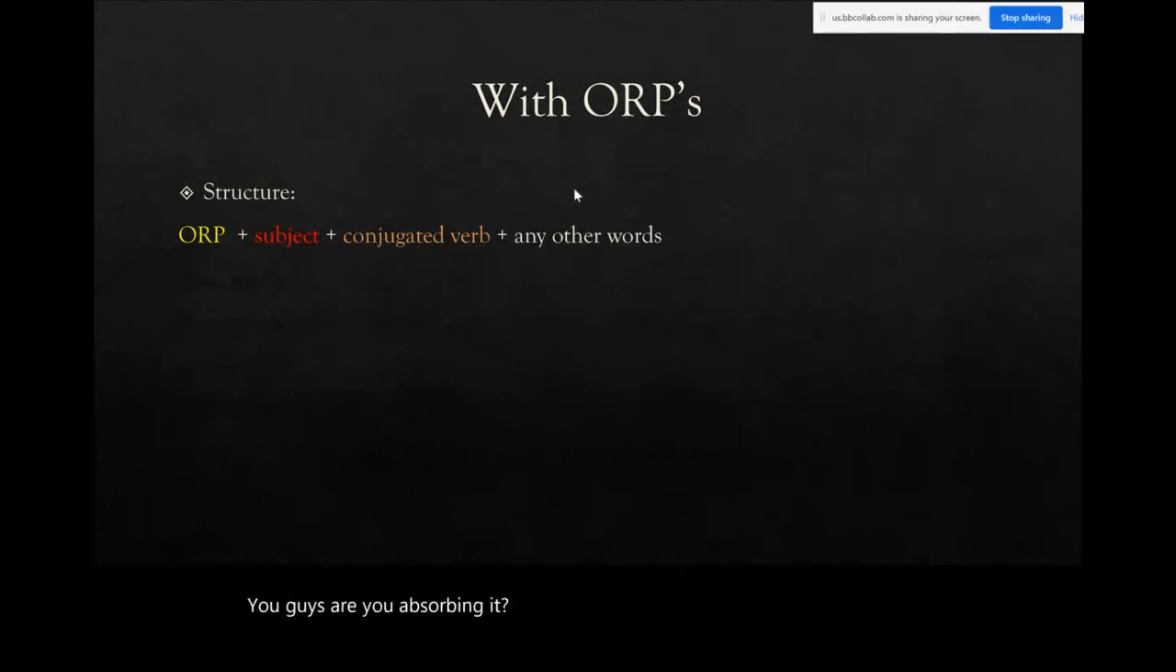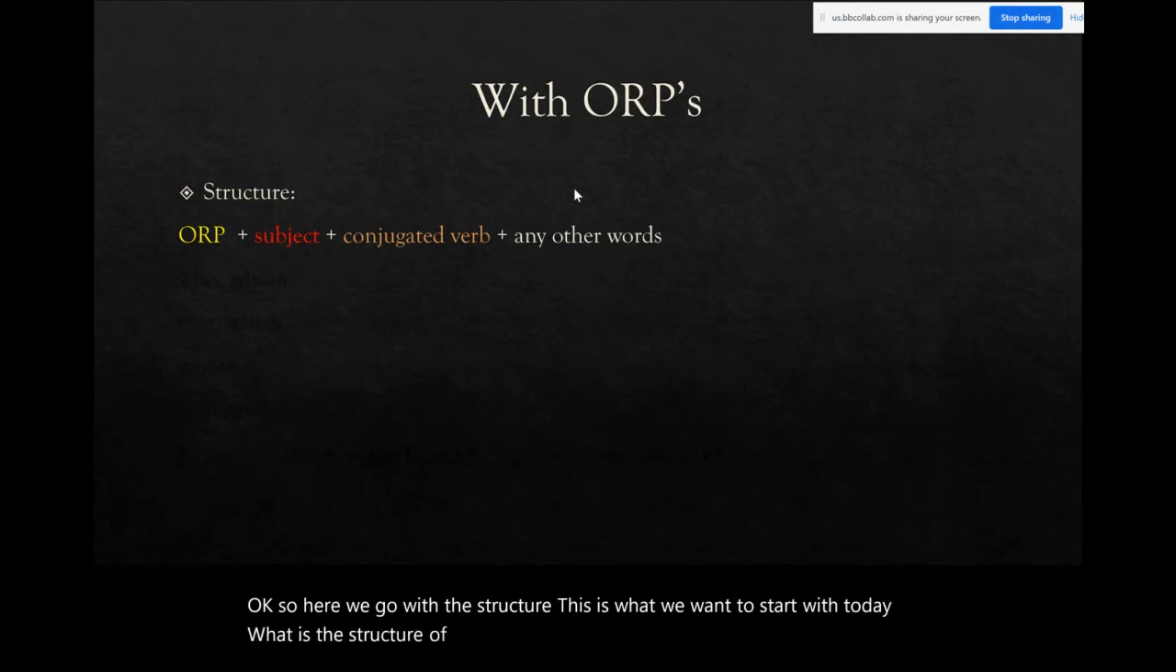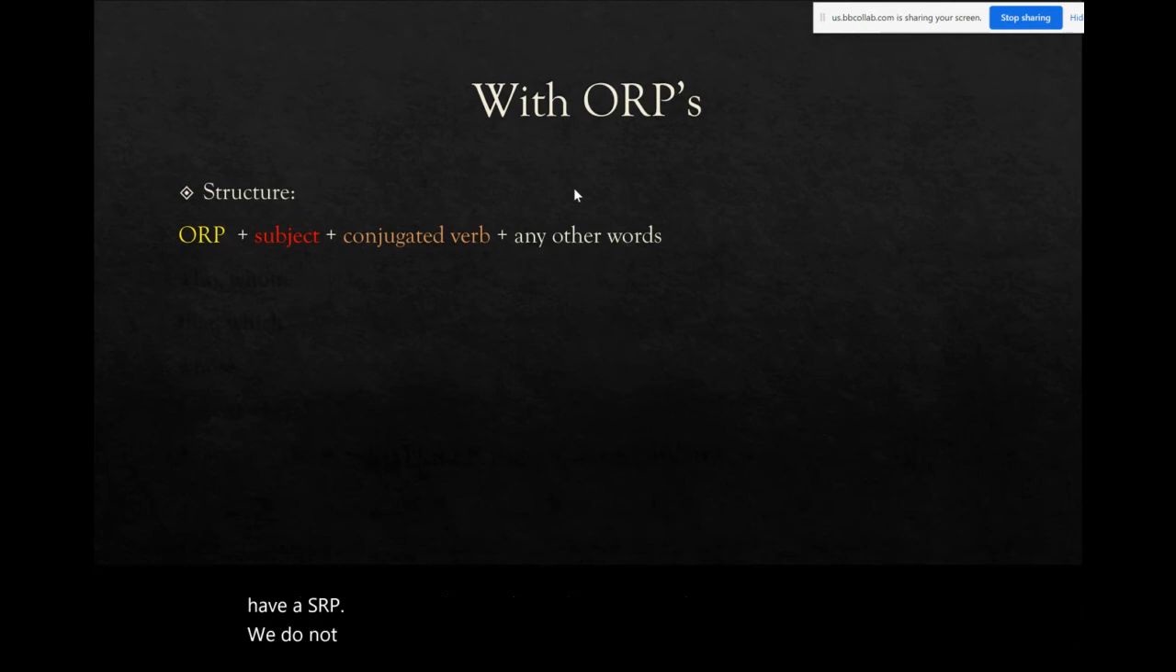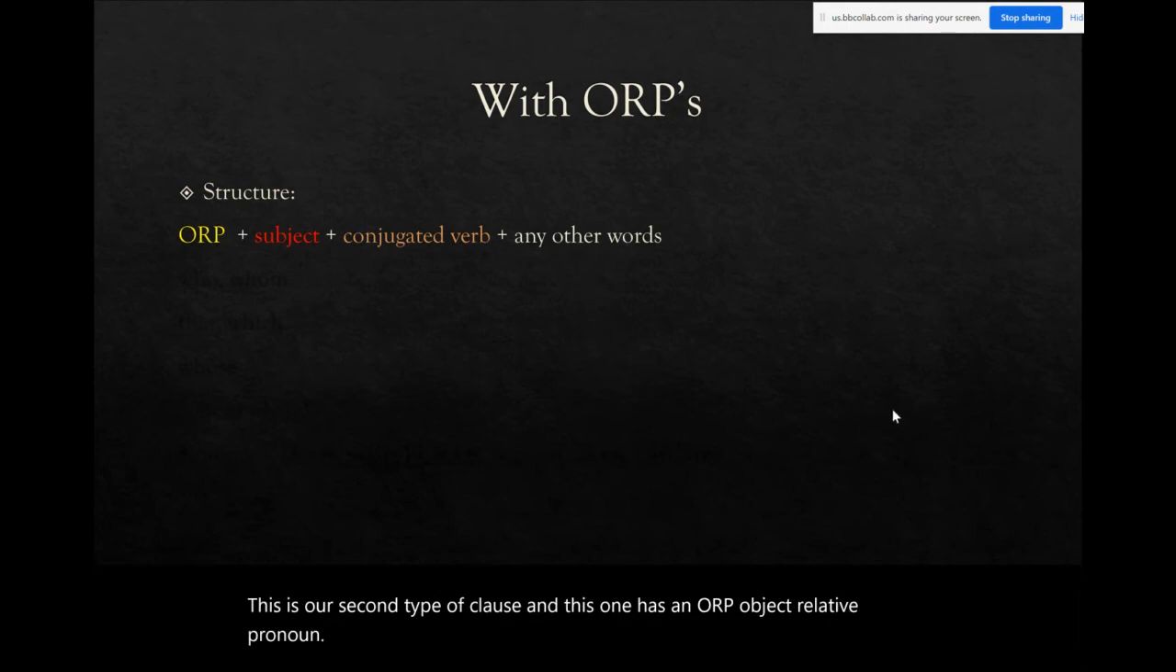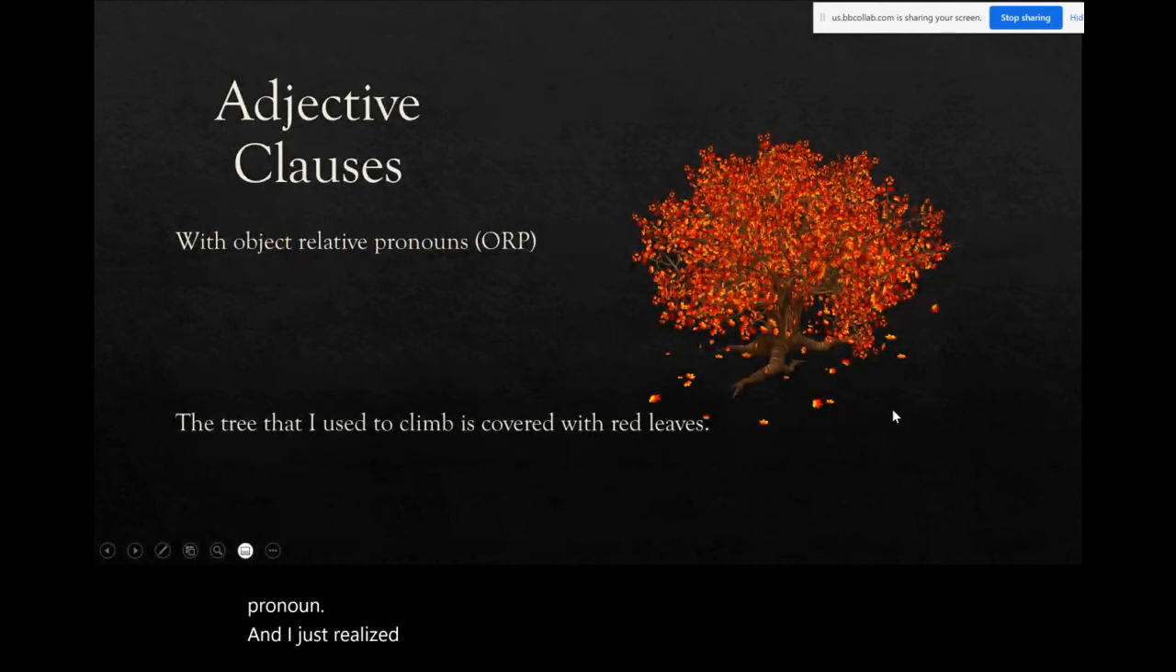Okay, so here we go with the structure. This is what we want to start with today. What is the structure of these kinds of clauses? In these clauses, we do not have an SRP, a subject relative pronoun. This is our second type of clause, and this one has an ORP, object relative pronoun. And I just realized I skipped one. Yeah, we're supposed to be here.